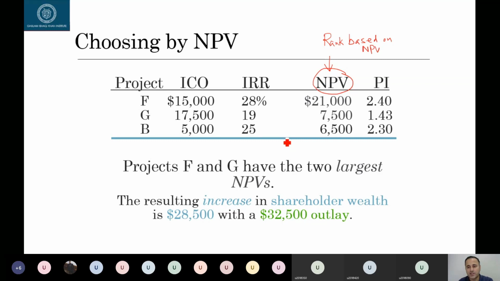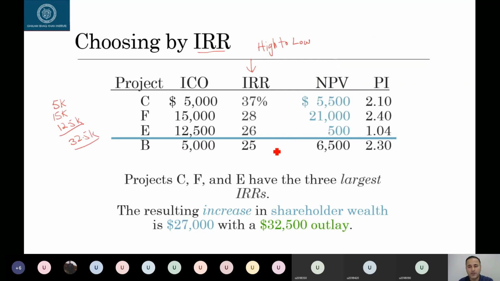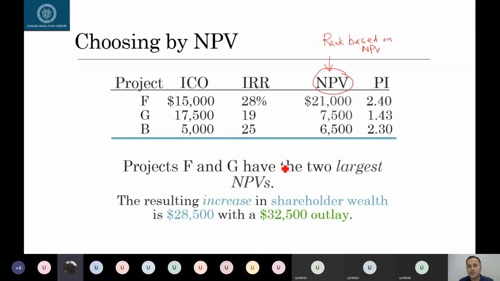Okay, let me go to the previous slide, something very important. If I choose based on IRR, of course, every project has a certain NPV. So if I choose based on IRR, my total NPV, which actually adds to the shareholders' wealth, is $27,000. But if I choose based on NPV, it actually adds $28,500 to shareholders' wealth.